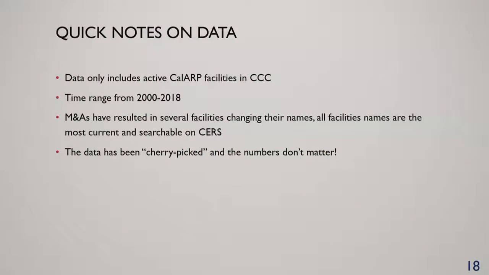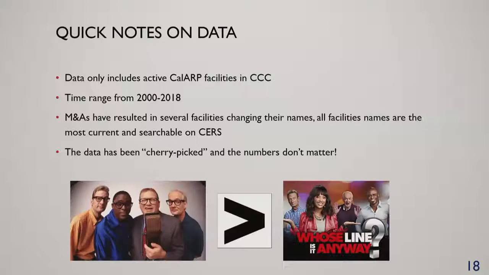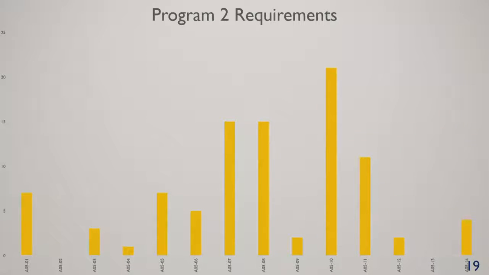And of course, with every data set, one could say that the data has been cherry-picked and numbers don't really matter. If none of you get that reference, it's from Whose Line Is It Anyway? For those of you avid watchers, I am sorry, but Drew Carey is by far the better host. Sorry, Aisha Tyler. So going into Program 2 requirements, what was the M&A? Mergers and acquisitions. Thank you. Sorry.